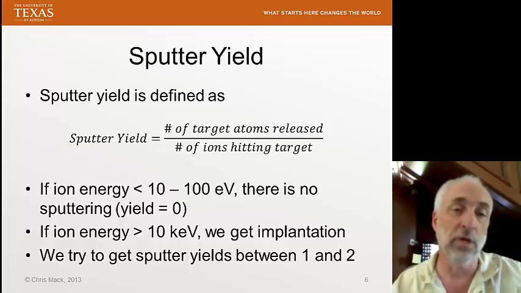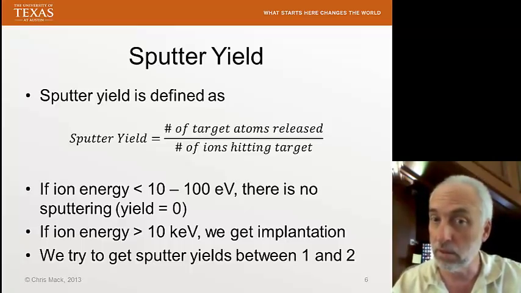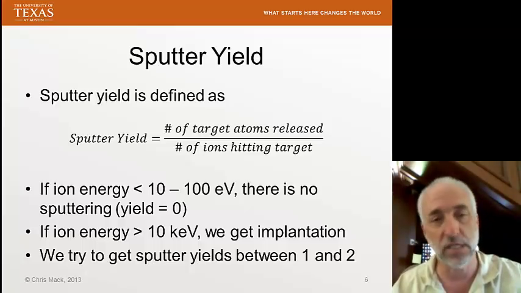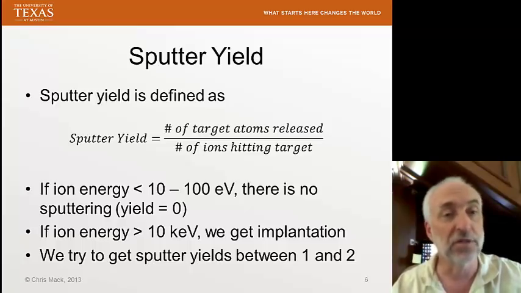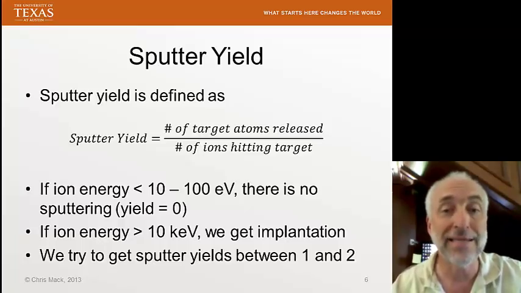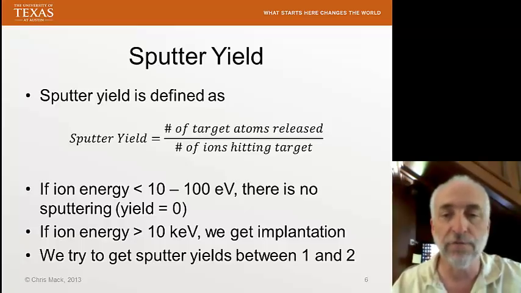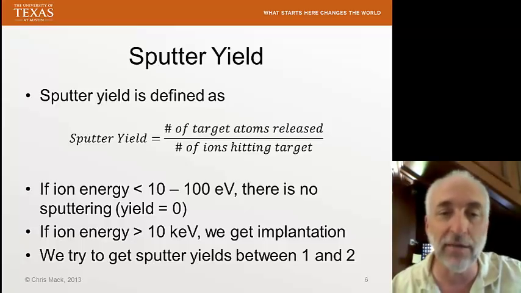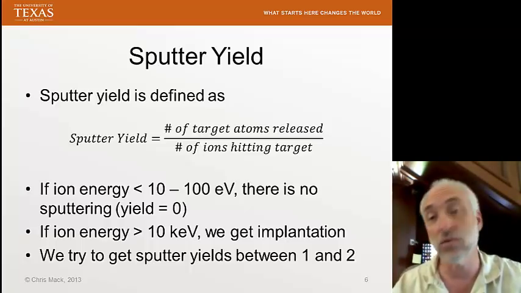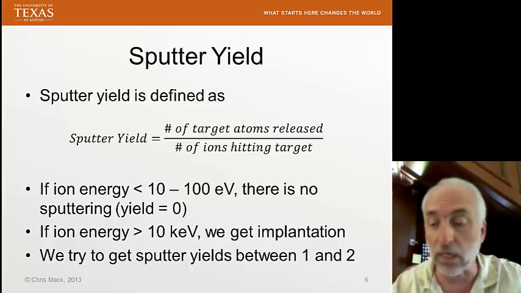Well, throughput will be a function of the sputter yield. The higher the sputter yield, the greater the throughput, the deposition rate of the system. But there's something else that will affect the deposition rate. The yield multiplied by the flux of ions hitting the target will be the flux of target atoms released from the target. So we want to increase the sputter yield to be as high as possible, but we also want to maximize the flux of ions hitting the target.